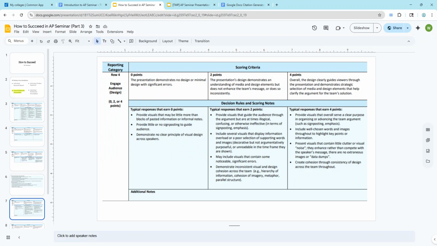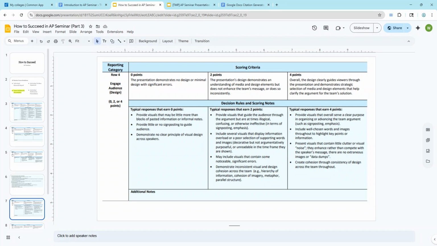Typical responses that earn 4 points provide visuals that overall serve a clear purpose in organizing or advancing the team argument, such as signposting and emphasis. Include well chosen words and images throughout to highlight key points or information. Present visuals that contain little clutter or visual noise. They enhance rather than compete with the speaker's message. There are no extraneous images or data dumps.